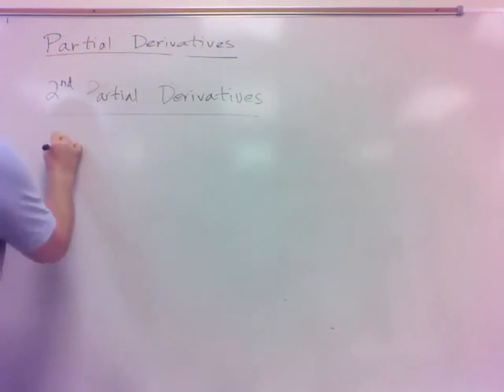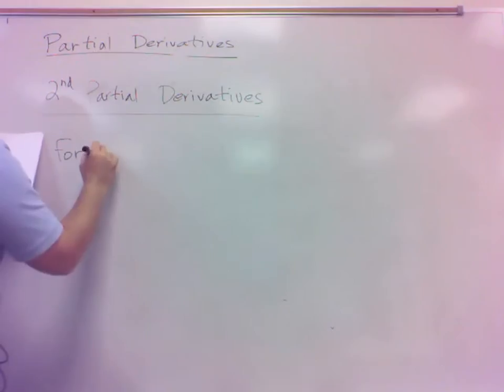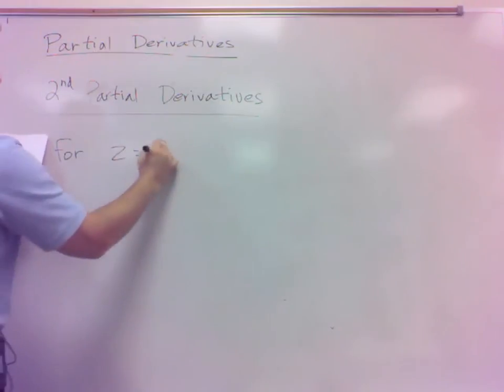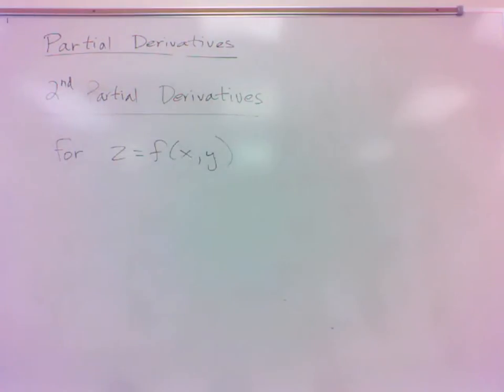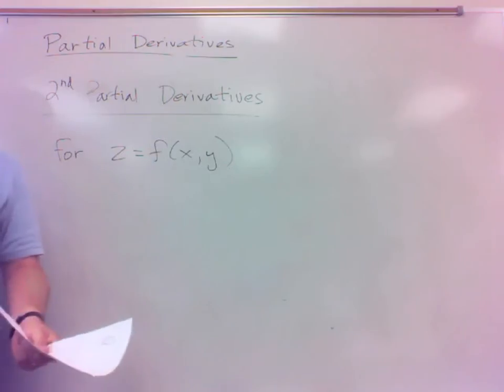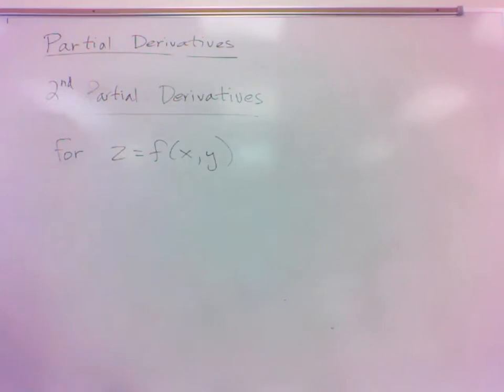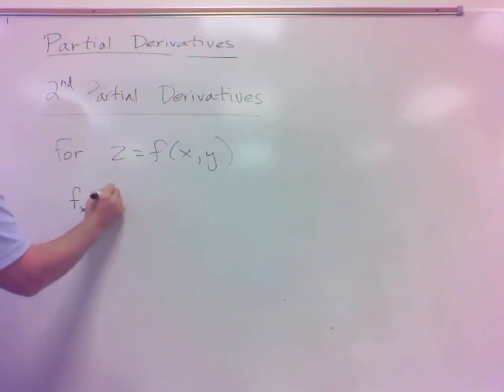All right, so for z equals f of x, y. The complication in this becomes, well, you know, we can do the partial with respect to x, or we can do the partial with respect to y. Well, when we go to second derivatives, we can do the partial with respect to x or y again, off of either one of our other partial derivatives.